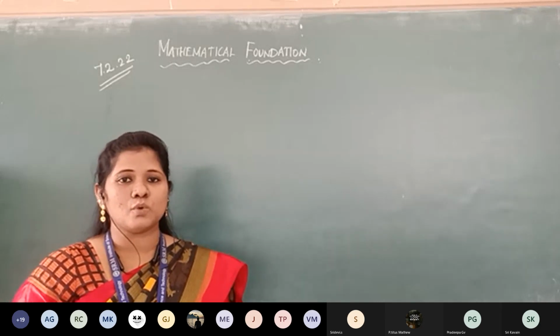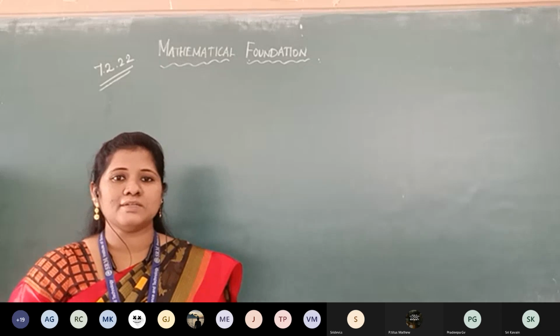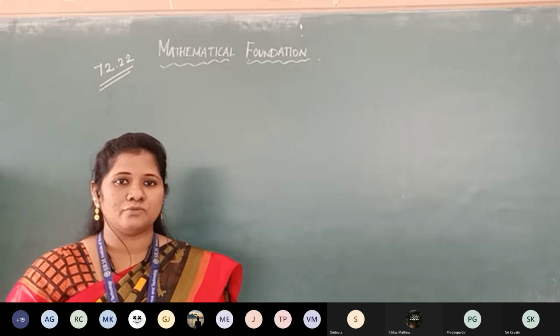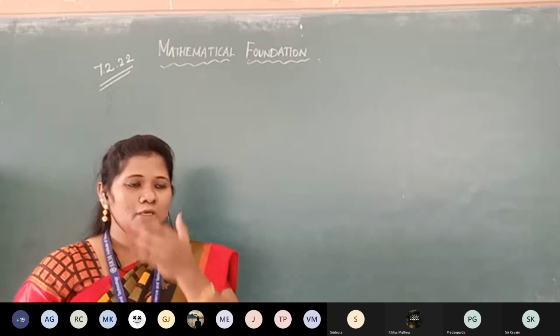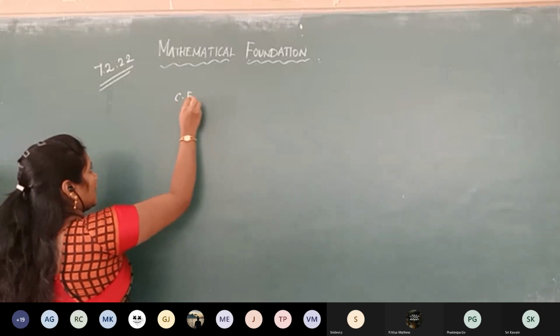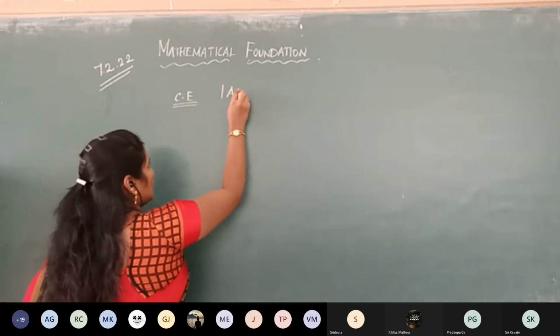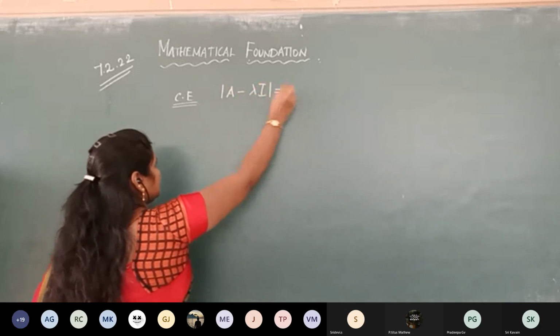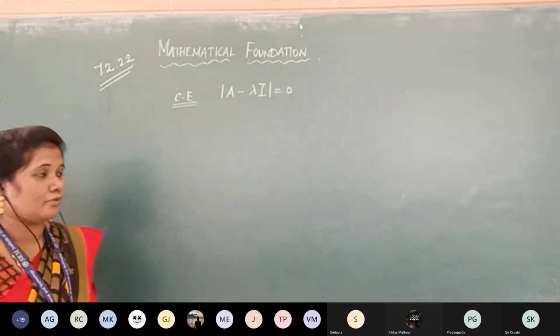After finding the roots, what do you have to do? You have to find your eigenvectors for each lambda value. That is, for each root which you have got, you will find the eigenvector. So till here we have finished. I will just give the same revision of the characteristic equation. Your general formula will be determinant of A minus lambda I equal to 0. This will be your general formula.